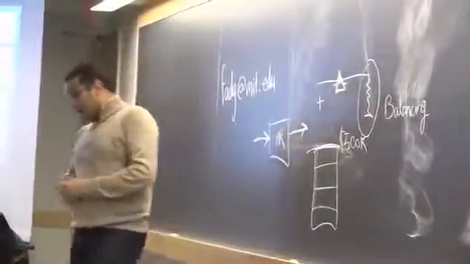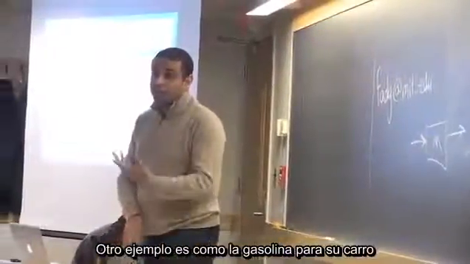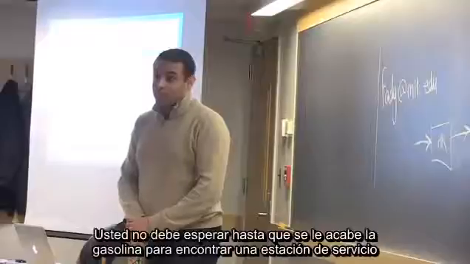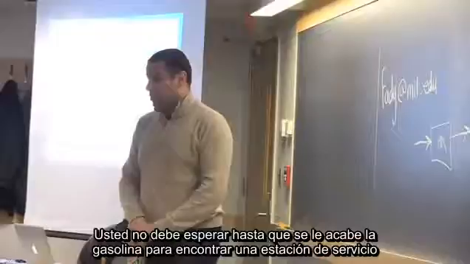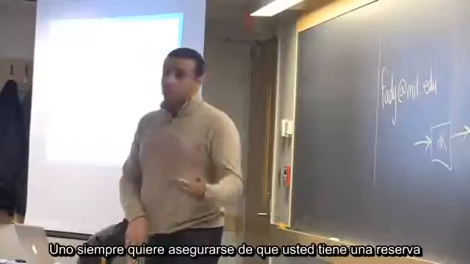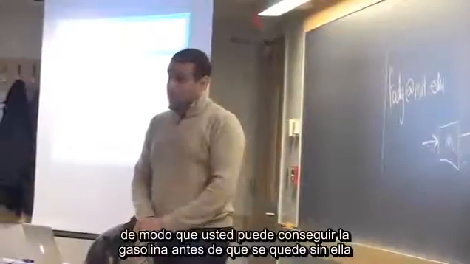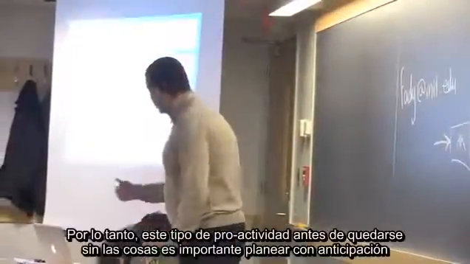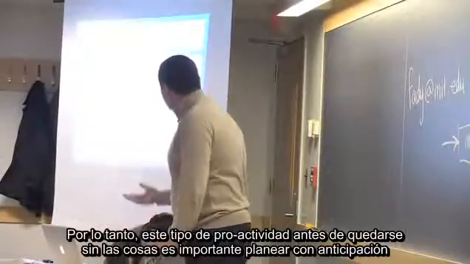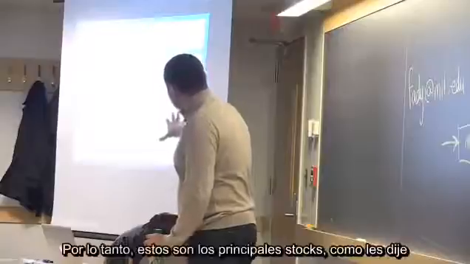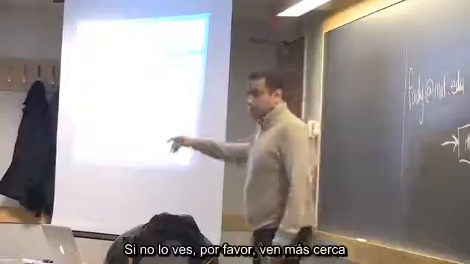So, delays. Another example is the gas for your car. You shouldn't wait until you run out of gas and then try to find the gas station, right? You always want to make sure that you have a buffer so that you can actually get the gas before you run out of gas. So this is proactivity before you run out of things, and planning ahead. These are the main stocks, as I told you. If you don't see it, please come closer.